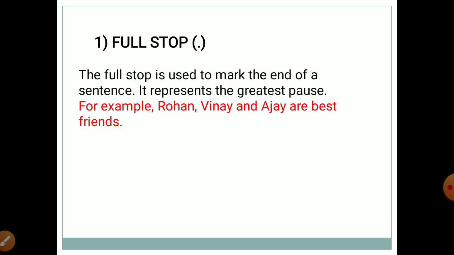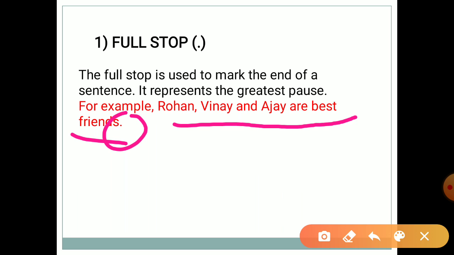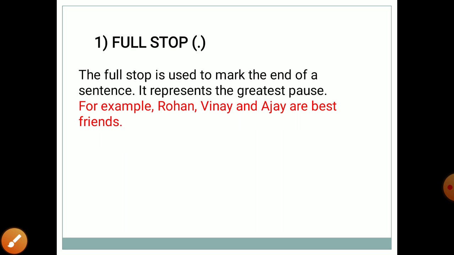First is the full stop. The full stop is used to mark the end of a sentence. It represents the greatest pause. For example, Rohan, Vinay and Ajay are best friends. You can see in this sentence, you find the punctuation mark at the end, on the sentence completion. So we have to put a full stop in this sentence.